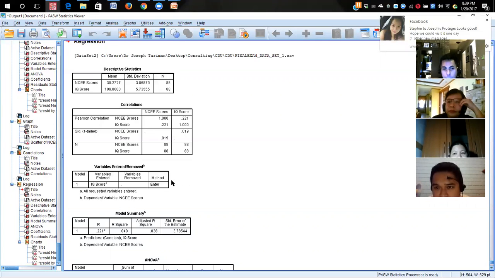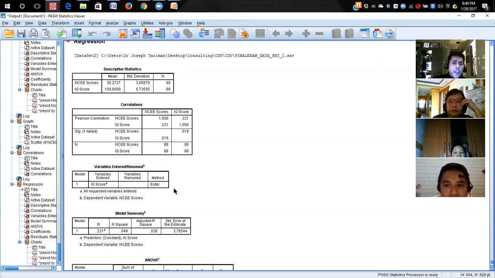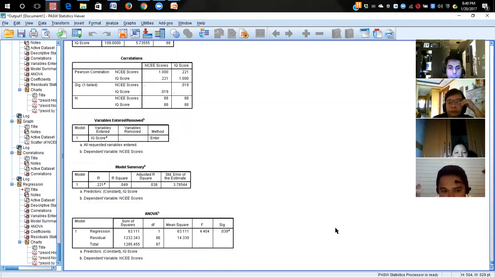The second output is the variables entered or removed. This is not applicable right now because this is only for when you do multivariate or multiple regression. Because right now we're only doing simple regression, that's why that's blank. So ignore that, but it will always give you that output when you do regression.